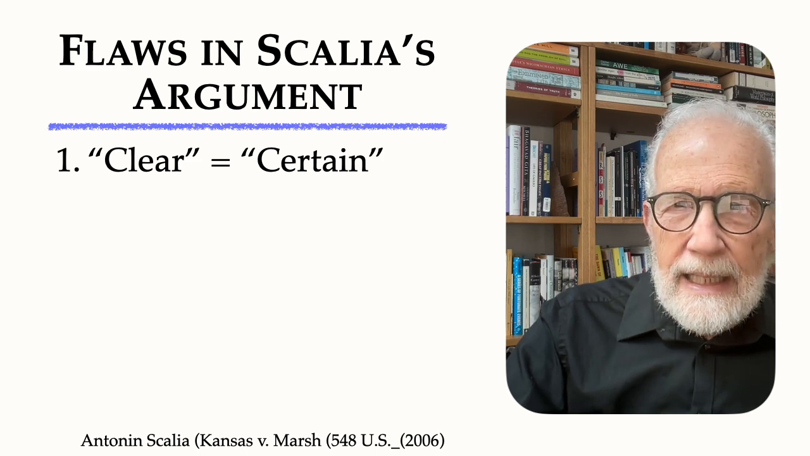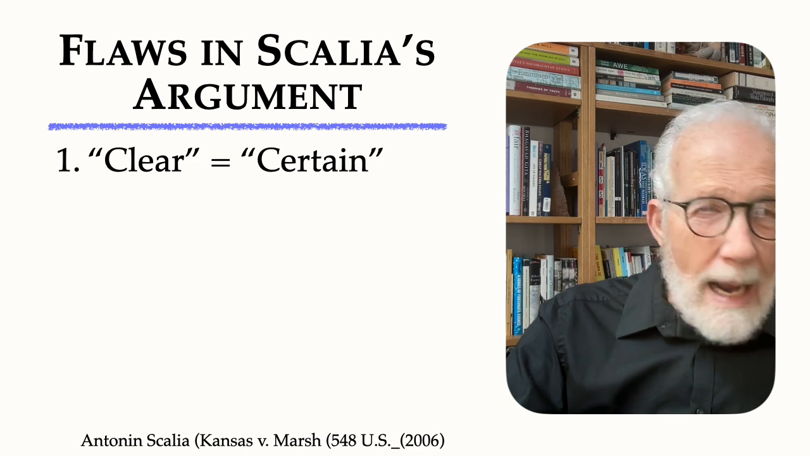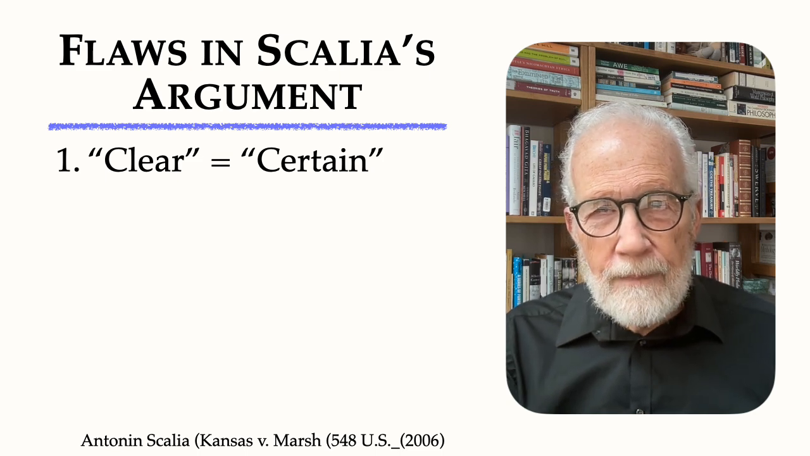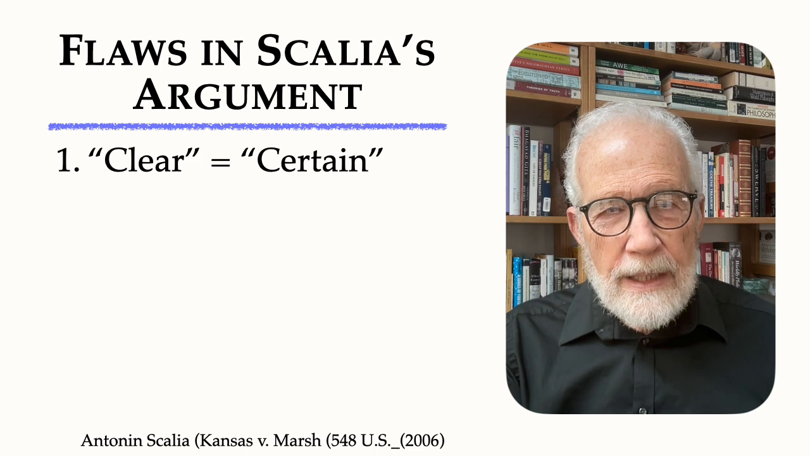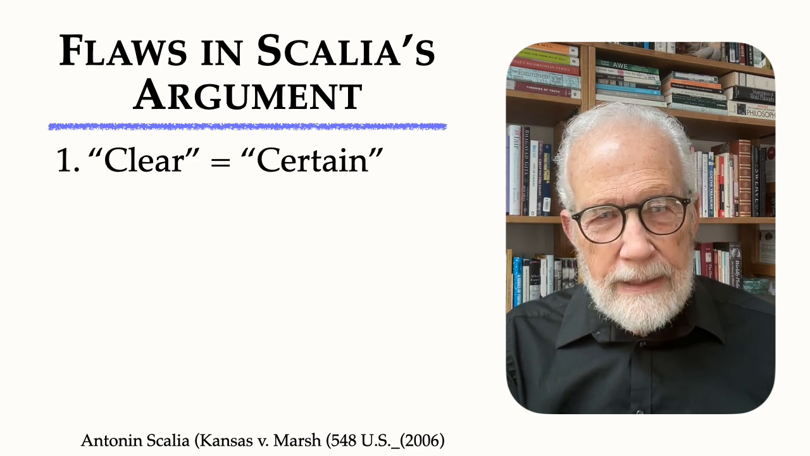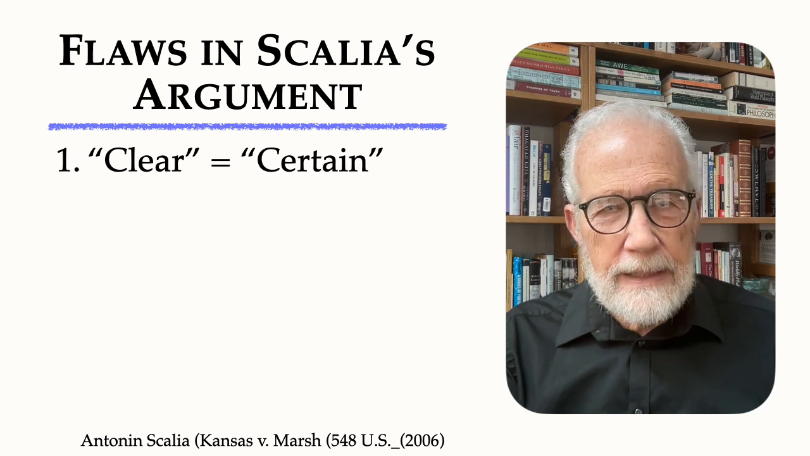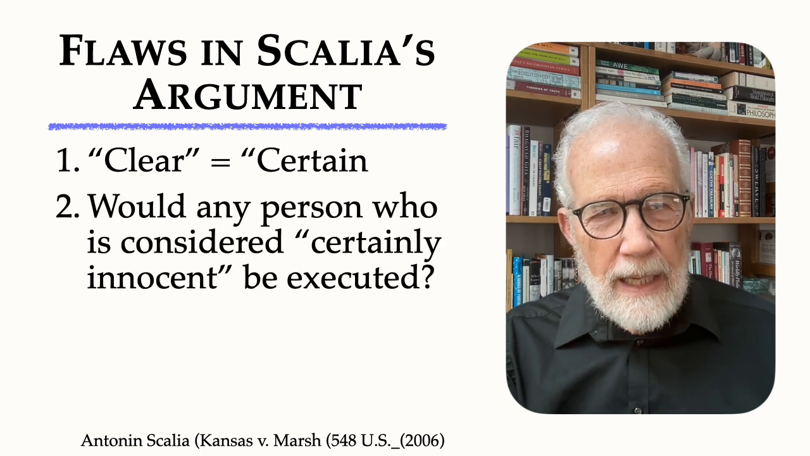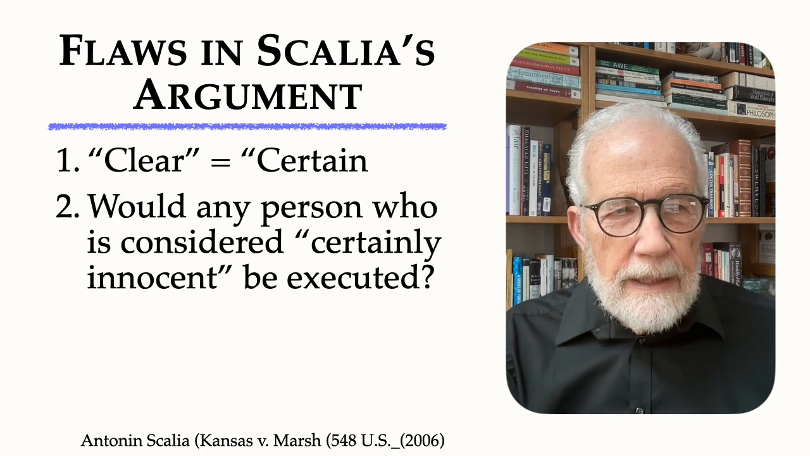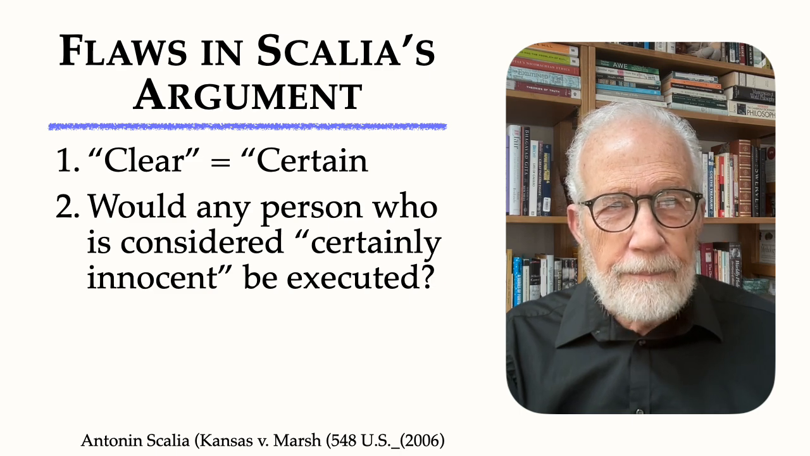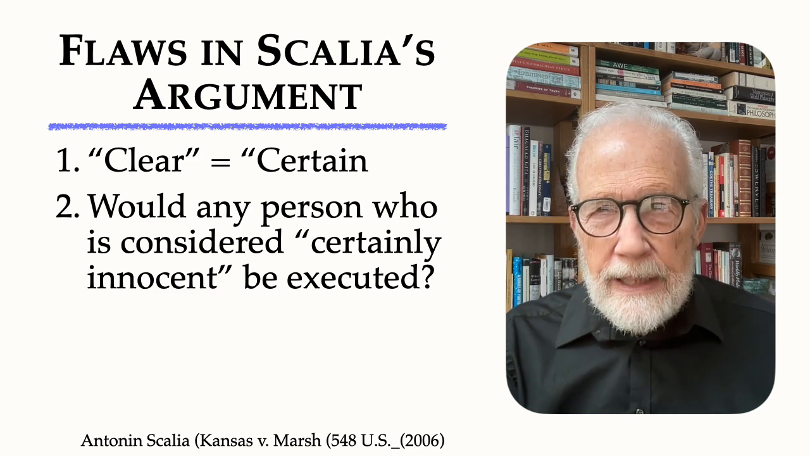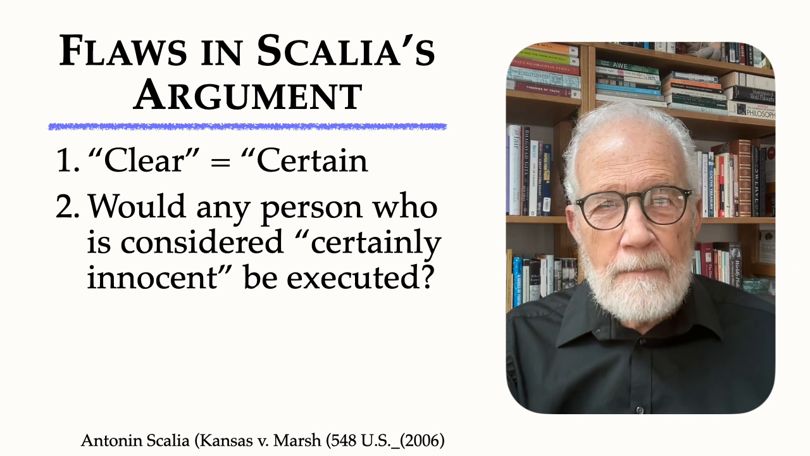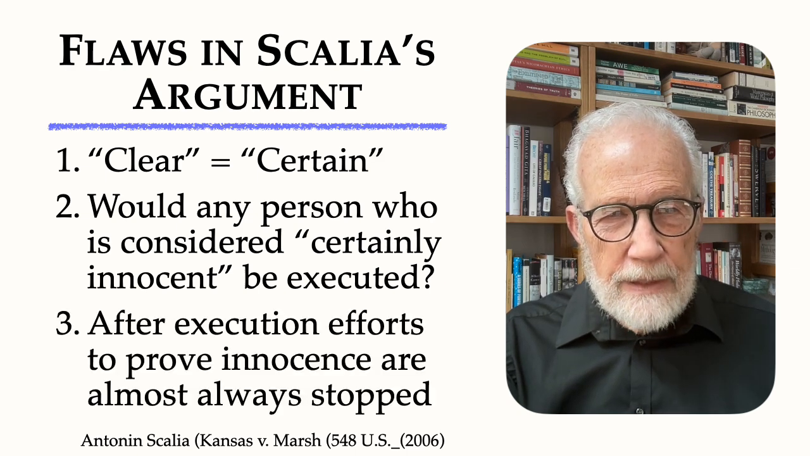So what this means is that even if we executed somebody who was probably innocent, or even very likely to be innocent, Scalia wouldn't count them. And there have been lots of cases like that. So that's point number one, is saying that it has to be clear that they are innocent. The burden of proof should be on them rather than the person saying they didn't do it. Would any person who is considered certainly innocent be executed? If it were clear to everyone before execution that a person was innocent, they wouldn't be executed unless they were framed or something. So that's also a reason why that doesn't make sense.